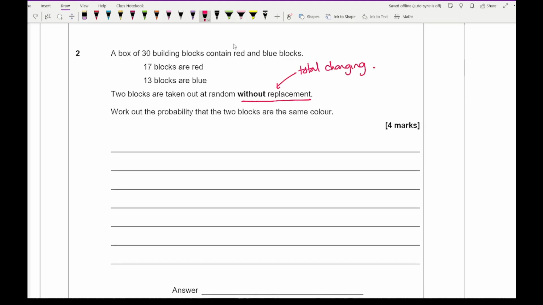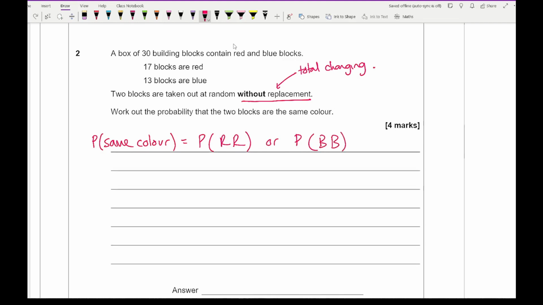So if we're wanting the box to be the same colour, then ultimately what we're wanting is the probability that they're both red, or the probability that they're both blue. Now, looking at the probability of them both being red, if there's 17 to begin with, 17 out of 30, then in my second pick, I'm only going to have 29 blocks. And out of those 29 blocks, I've already taken 1 red, so that means there's going to be 16 left.